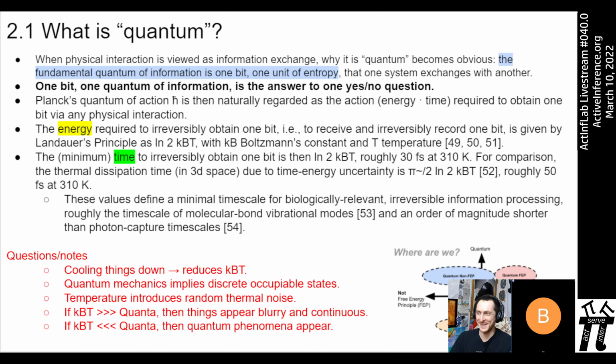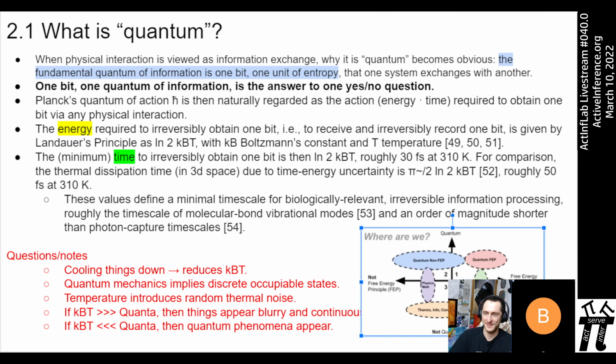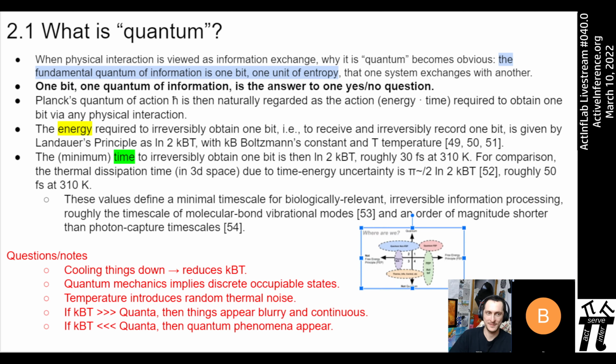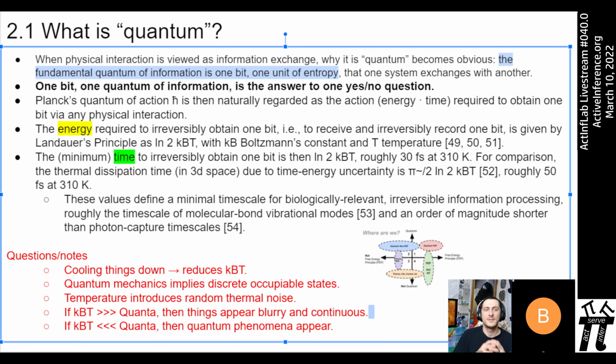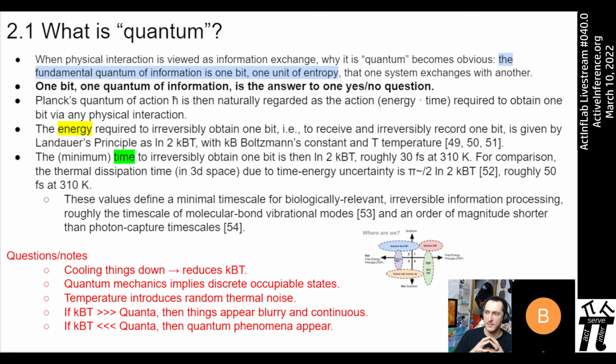Let's see. Okay, what is quantum? Wow. When physical interaction is viewed as information exchange, why it is quantum becomes obvious. The fundamental quantum of information is one bit, one unit of entropy that one system exchanges for another. So one bit, one quantum of information is the answer to one yes or no question. That is quantum.